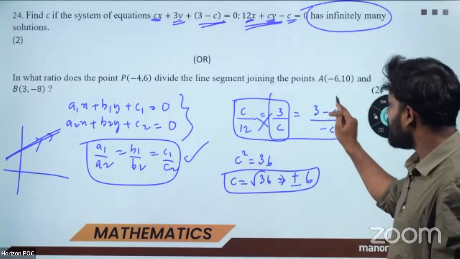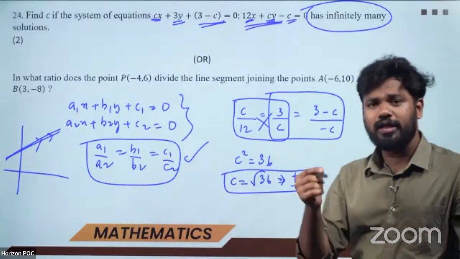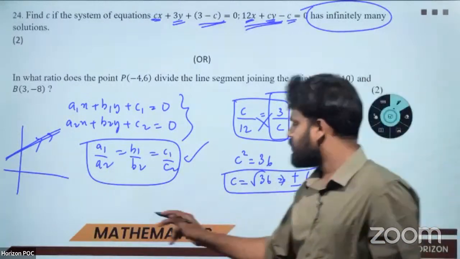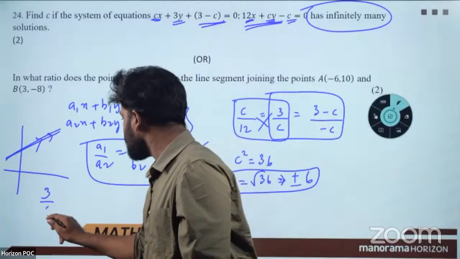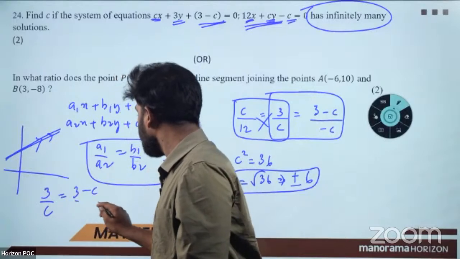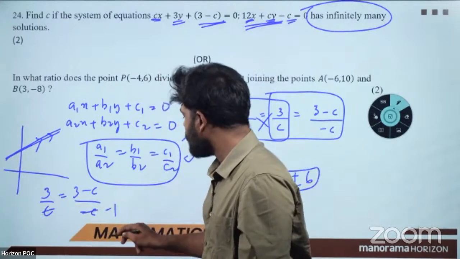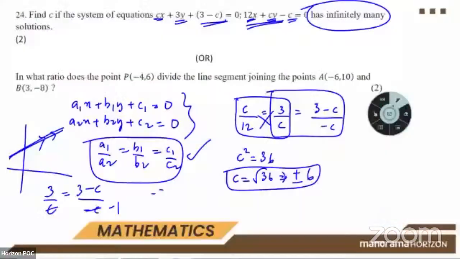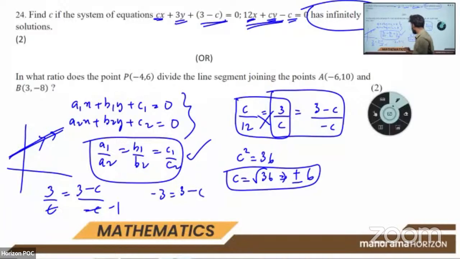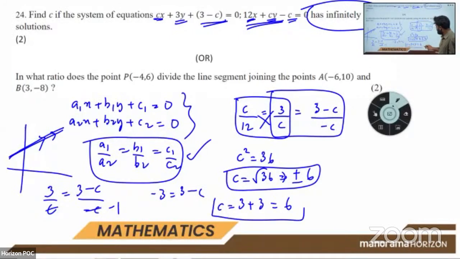Because you have another part, that is 3 by C is also equal to 3 minus C by minus C. So just equate these two. That is 3 by C is equal to 3 minus C by minus C, right? And when I equate these two, I get these two cancel and minus 1. When I take it to the left side, I get minus 3 is equal to 3 minus C, or I get C is equal to 3 plus 3, that is equal to 6. So when I took the second and the third equation, I got C is equal to 6. When I took the first and the second, I got two values, plus or minus 6.